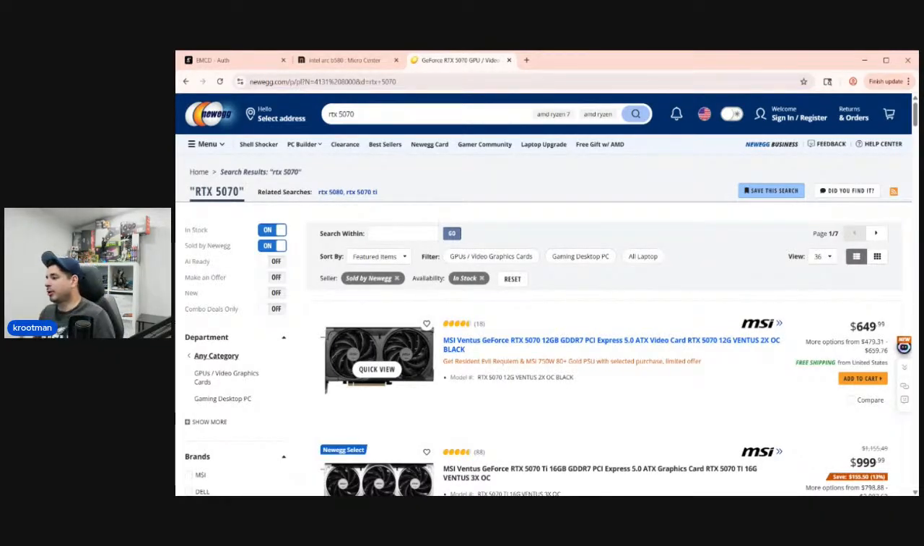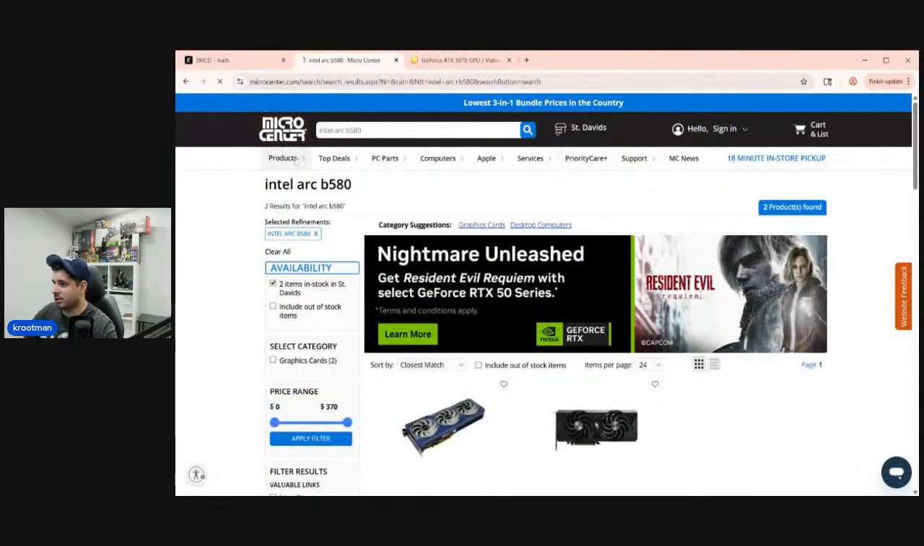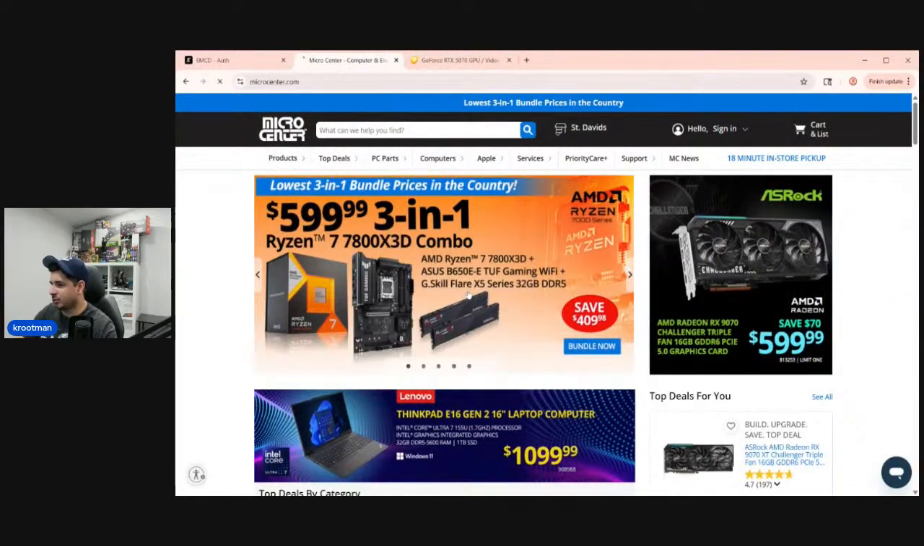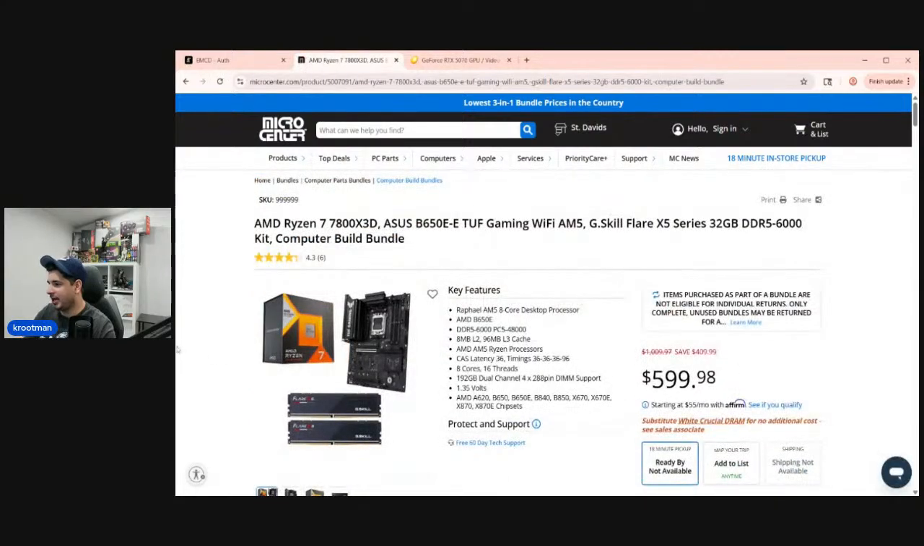So look, let's go for this, right? You could probably find 32 gigs of DDR5, right? Let's check if Micro Center has any bundles. All right, so you look at this bundle right here. You get a 5800X3D, a Tough Gaming motherboard, which is the B650E, a solid motherboard, and you get 32 gigs of memory, right? $600. That's really good. That's basically close to pre-shortage prices, right?